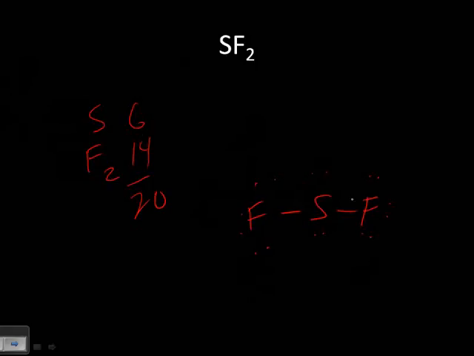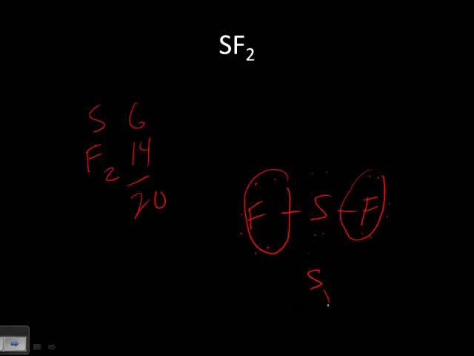SF2. S has 6 valence electrons. Each fluorine has 7 for a total of 14. That's 20. I'm going to put sulfur in the center. Assume single bonds. When I do that, I'm then going to add up what I've used: 8, 16, up to 18, 20. So I've used 20. So that's my Lewis structure.